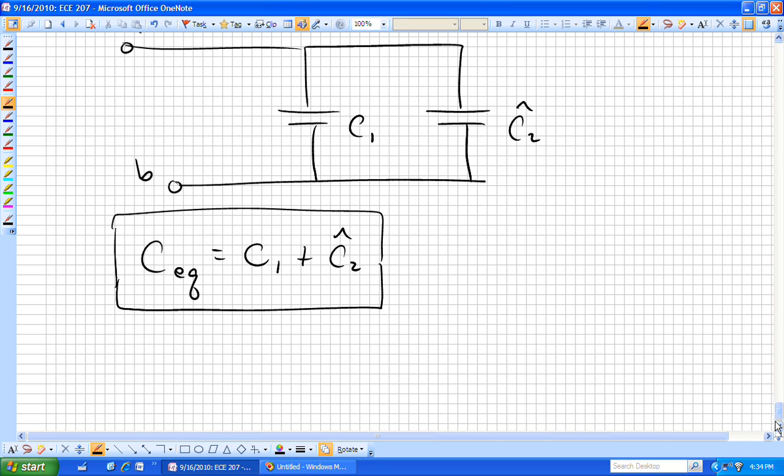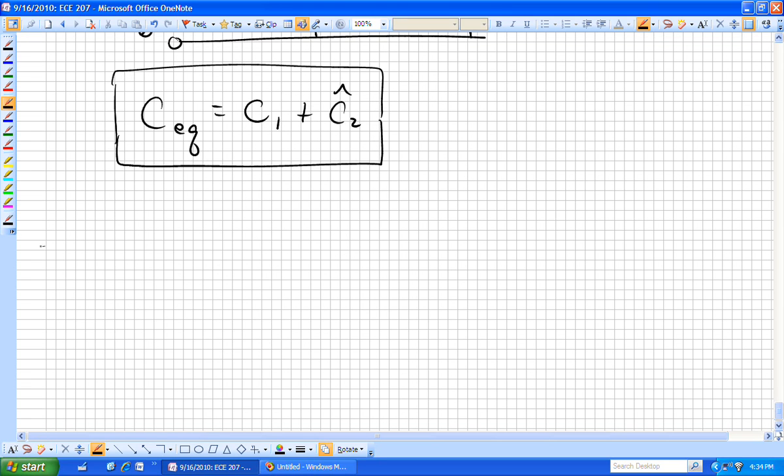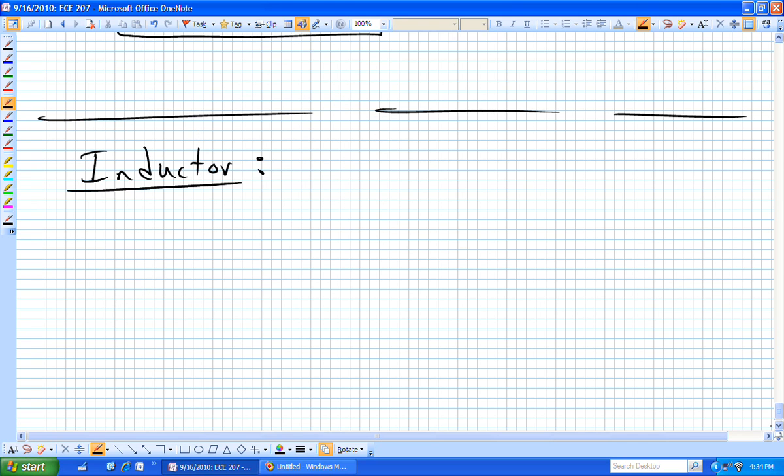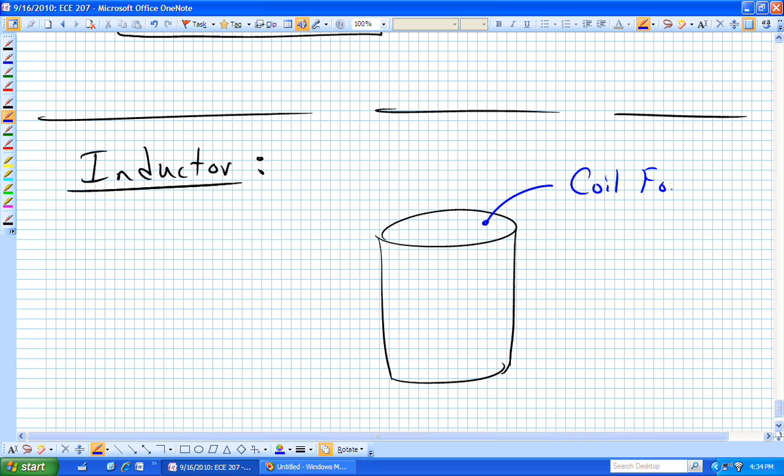Let's now talk about Eli. Let's now get into inductors. There is going to be what I will call my coil form, or what you might hear somebody refer to as the core of your inductor.